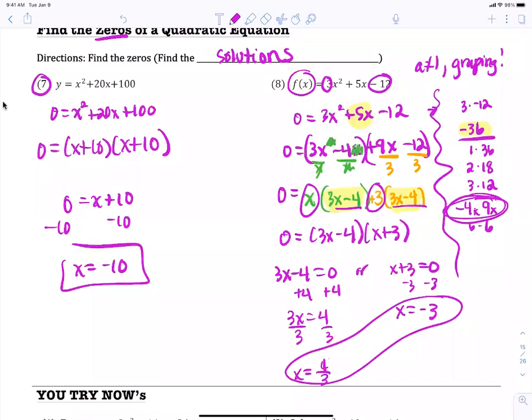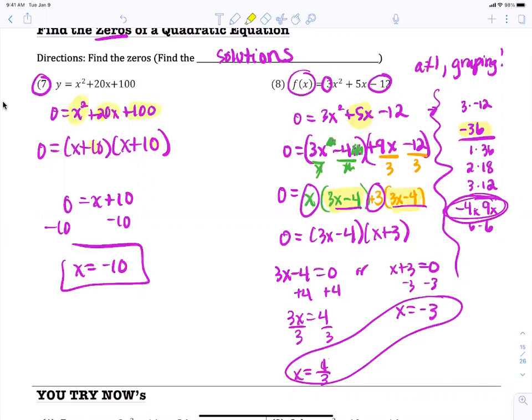Now, number 7, this is actually a classic example of you don't always have to have two solutions. In this case, we do end up having two factors. This guy, I don't need to solve by grouping unless you really want to. Since the A value on this one is 1, I just simply said, okay, what multiplies to give me 100 that adds to give me 20? So the answer to that question is 10 and 10.